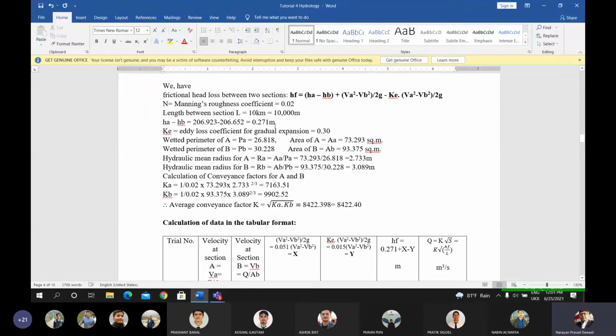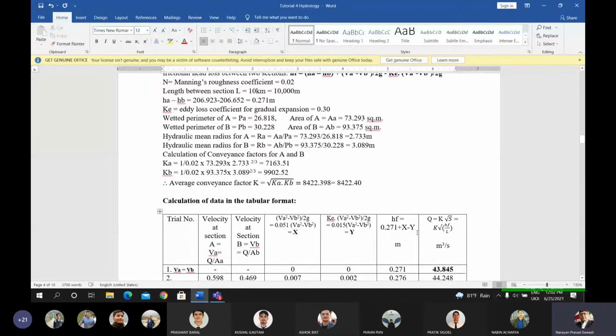HA minus HB, 0.271, plus VA square minus VB square by twice g. If this value is x, then put the value of x here. X is equal to VA square minus VB square by twice g. And KE times VA square minus VB square by twice g is equal to y. Then this value is equal to y. Okay, now HF will be 0.271 plus x minus y. That is HA minus HB is 0.271, plus x minus y.